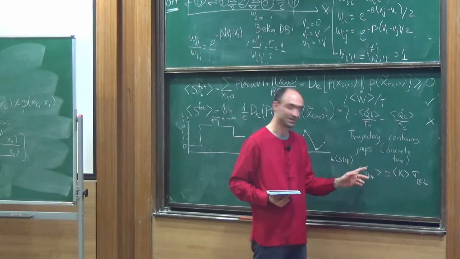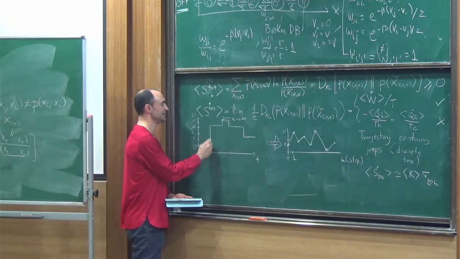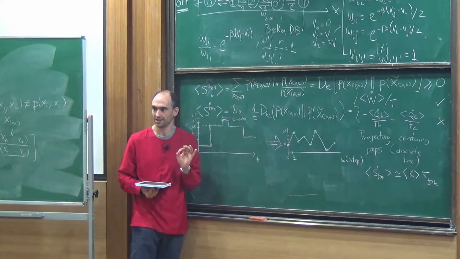Can you explain the second figure? The second figure means I am in state zero, I wait for a waiting time, and then I hop. Then I am in state zero prime. And then I wait, and then I jump. Yeah, this is the full information. But for now, let me just record the hops.